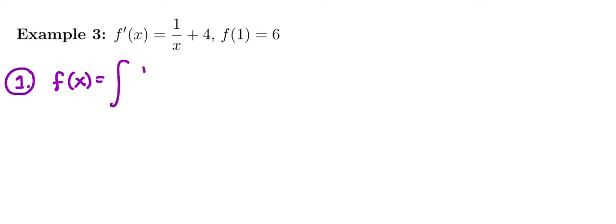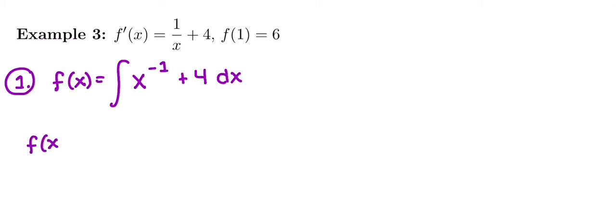So we're going to take the antiderivative of, well, we could really write 1 over x, but since we're going to take the antiderivative, I'm going to go ahead and rewrite that as x to the negative 1 plus 4 dx. So we need to take the antiderivative of f prime. Instead of writing 1 over x, I'm going to write it as x to the negative 1. That way I'm ready to add 1 to that power.